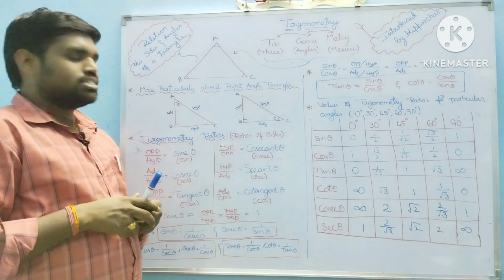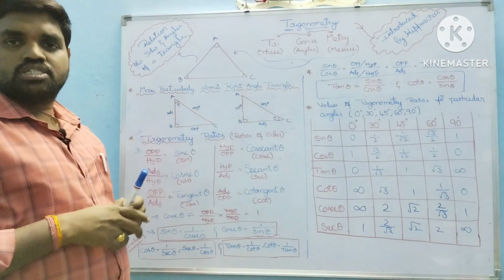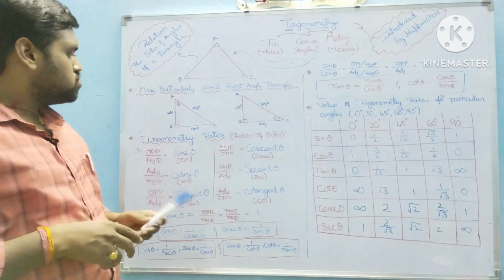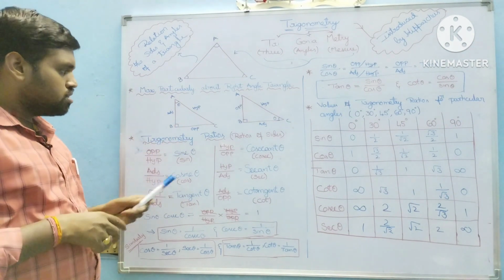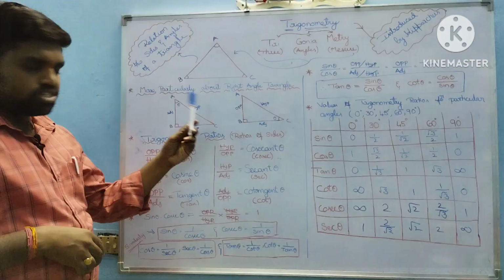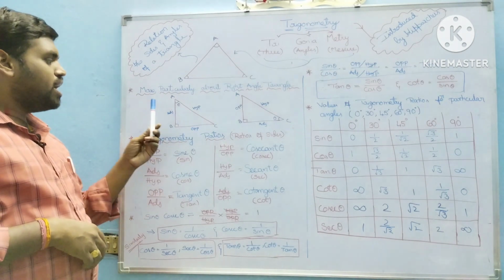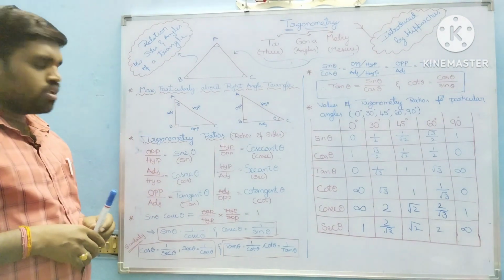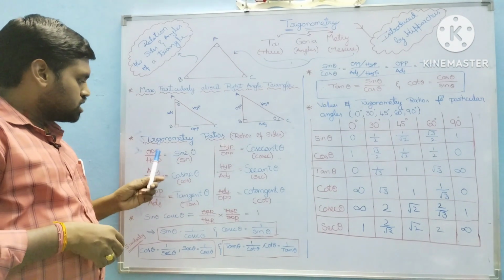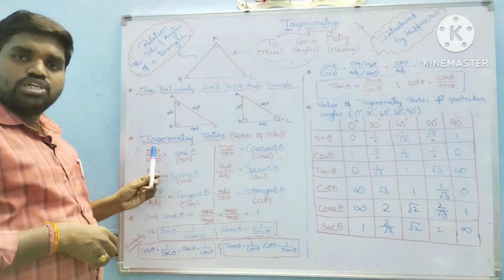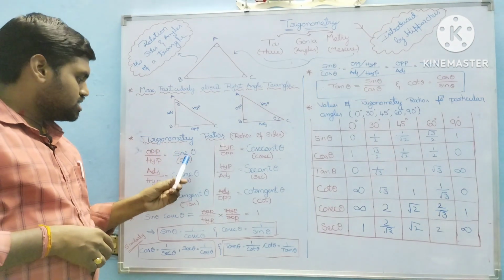Let the right angle triangle sides be the opposite side, adjacent side and hypotenuse. Then you can write the ratios like this. First, opposite side by hypotenuse is the first ratio, adjacent side by hypotenuse is the second ratio, and opposite side by adjacent side is the third ratio. These three ratios are named in trigonometry as follows: the opposite side by hypotenuse ratio is named sine theta.